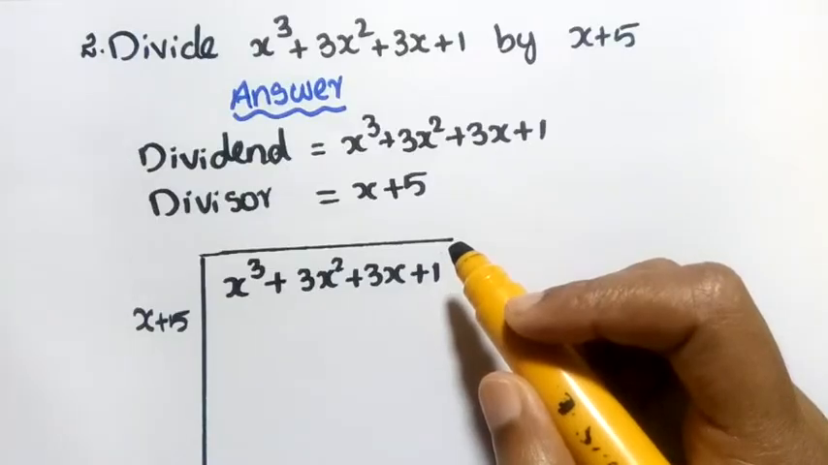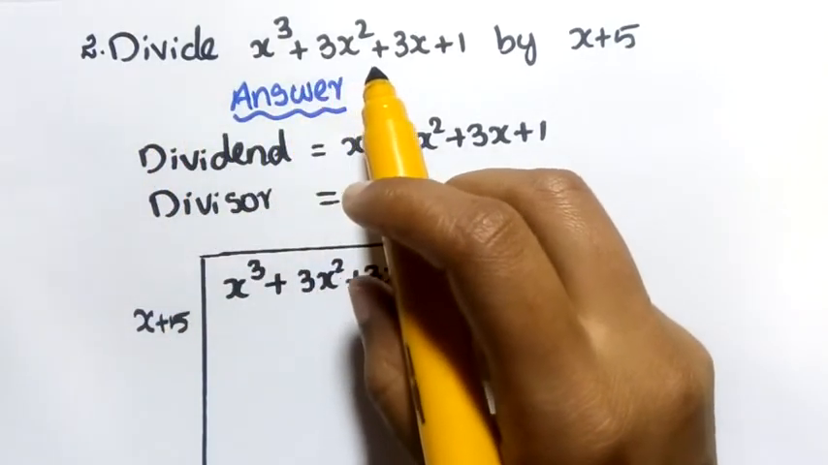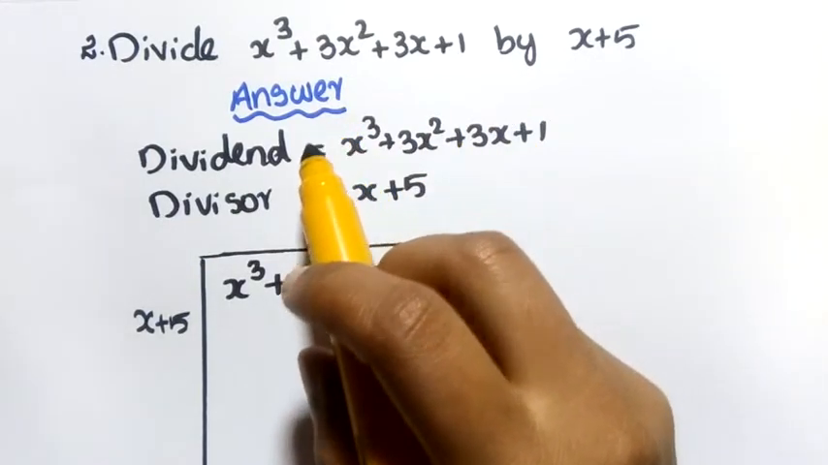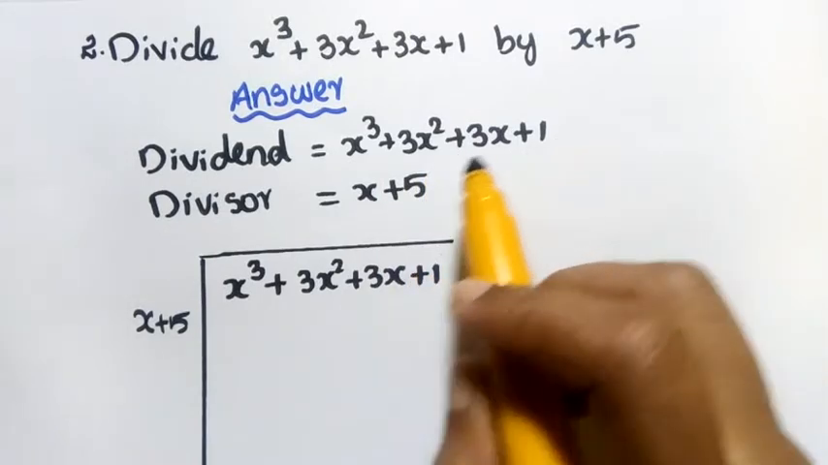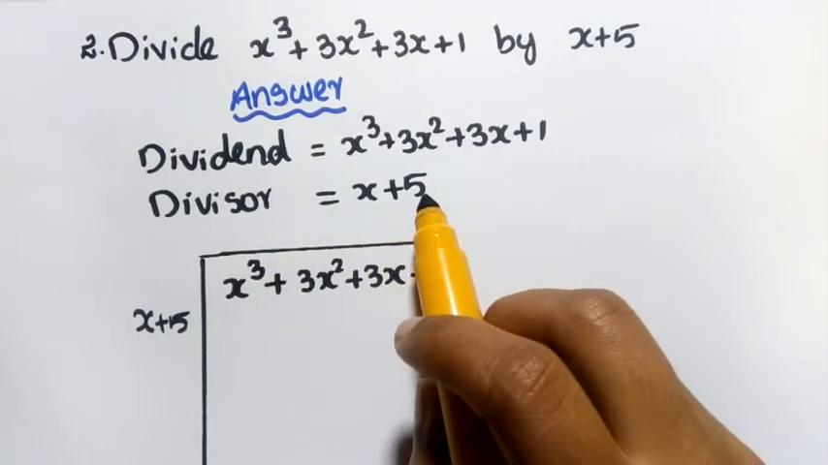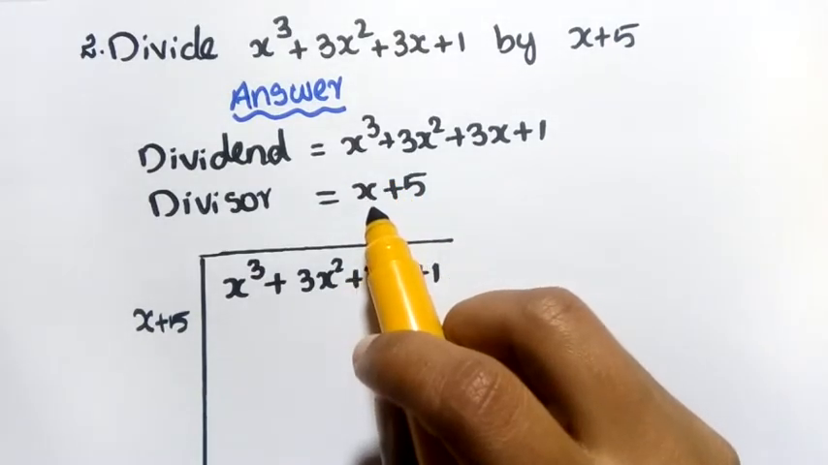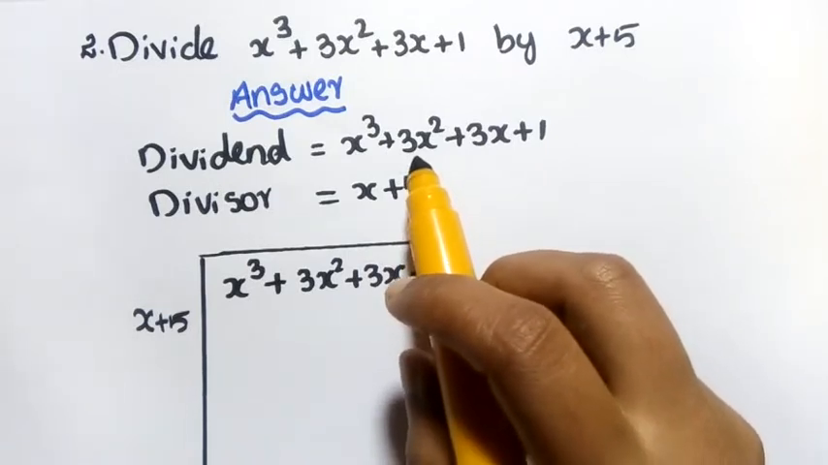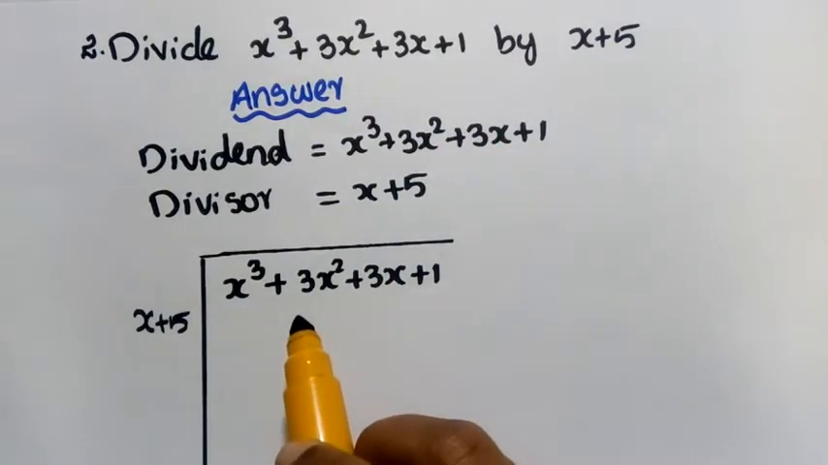Let us discuss one more question. Second question is, divide x cube plus 3x square plus 3x plus 1 by x plus 5. Answer, dividend is equal to x cube plus 3x square plus 3x plus 1. Divisor is equal to x plus 5. First check the dividend and divisor is in the standard form. Here the dividend and divisor is already in the standard form because the powers of the variable are in the descending order. Let us do the division.